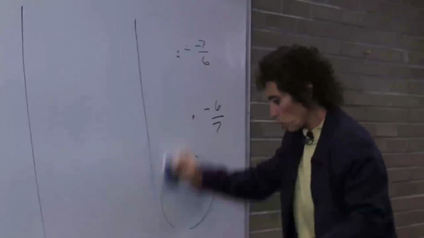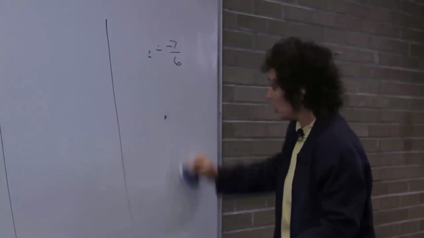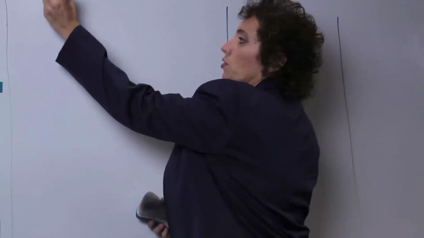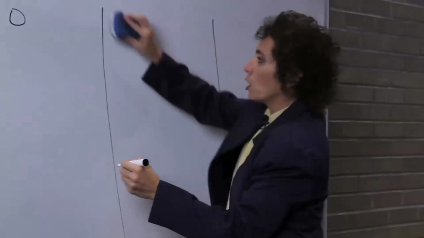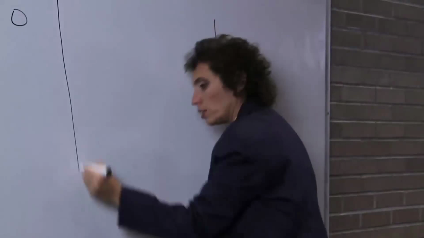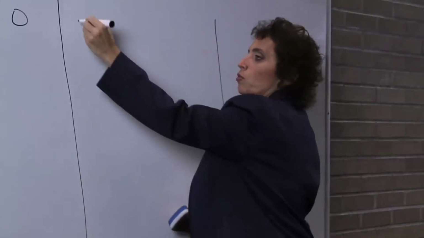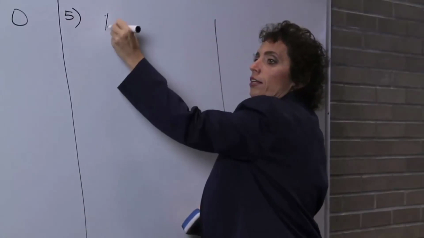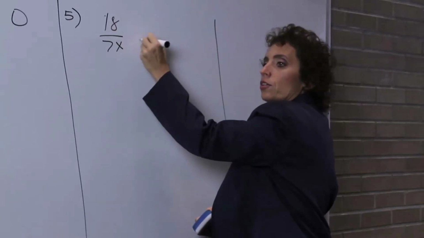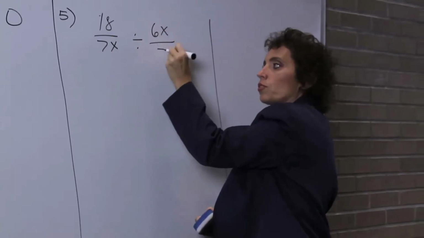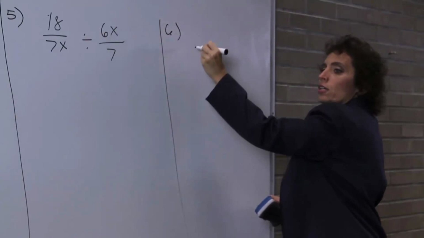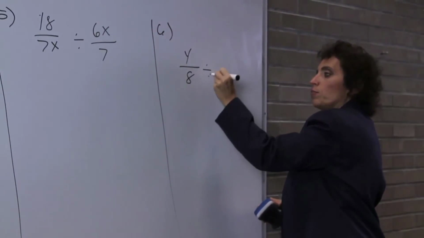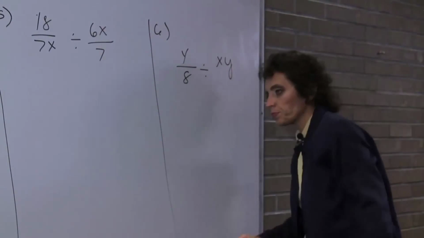You know, I want to leave those incredibly straight lines. I'll just leave it like that. All right, 4 says 3/7 divided by 0. I'm going to move this over, I think. See, I didn't really leave it. But I actually want more room for these. 5, 18 over 7x divided by 6x over 7. And then finally, 6y over 8 divided by xy.